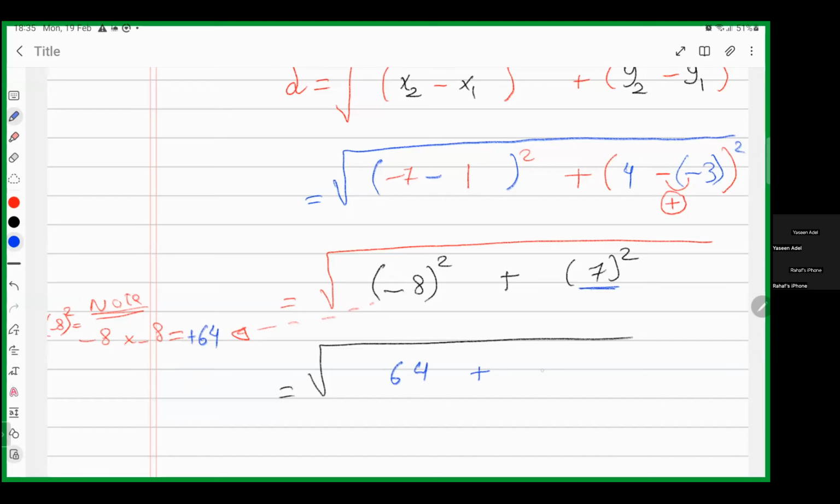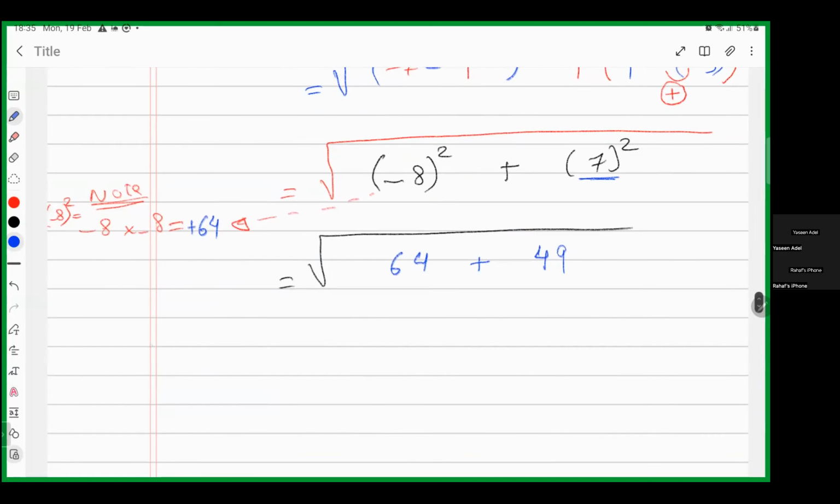What is 7 power 2? 49. Add, Yasin: 64 plus 49. 9 plus 4 is 13, and 4 plus 6 plus 1 is 11. So it's 113. So it is equal to square root of 113.